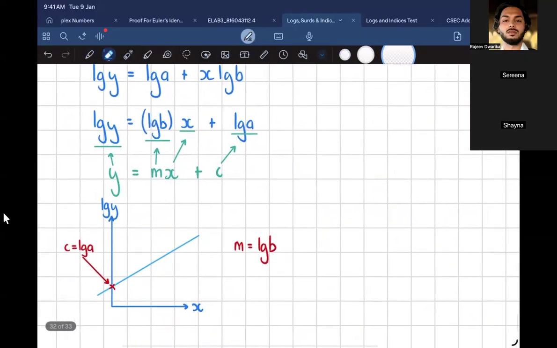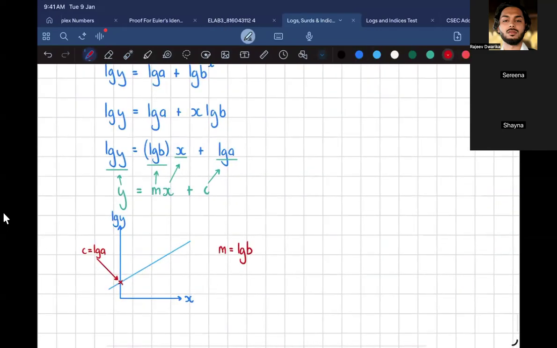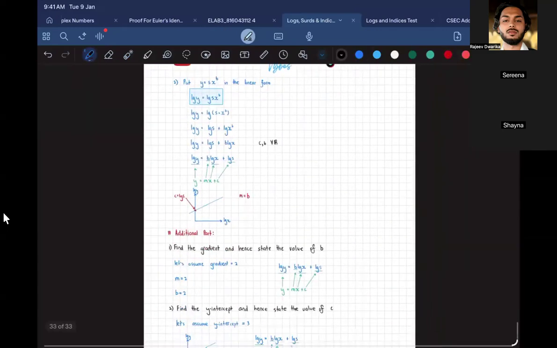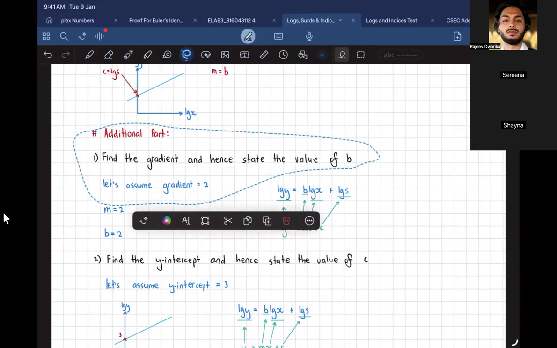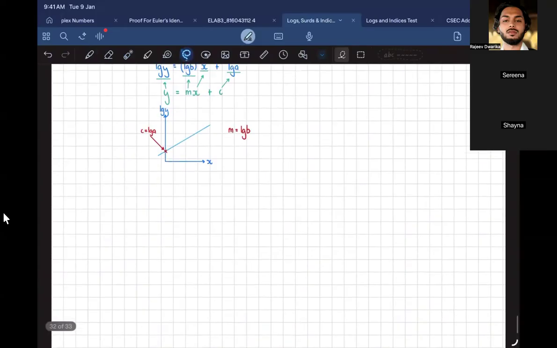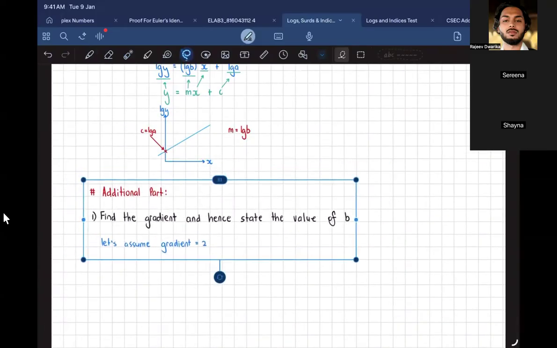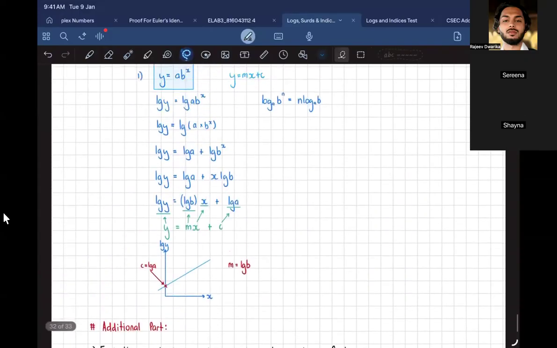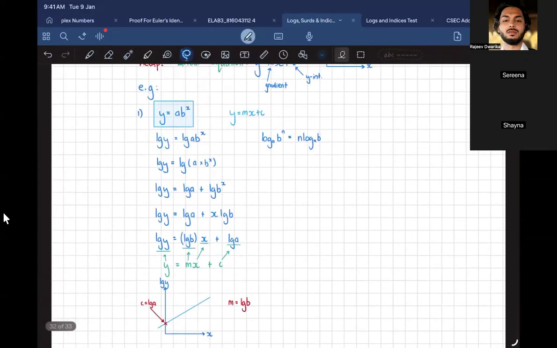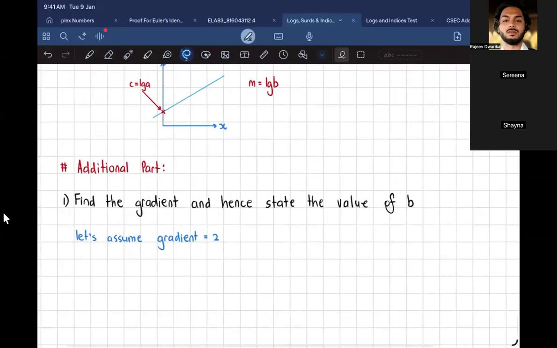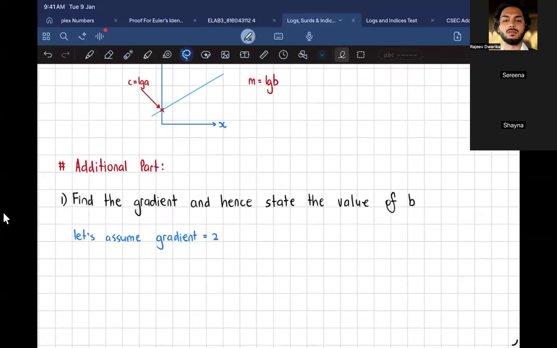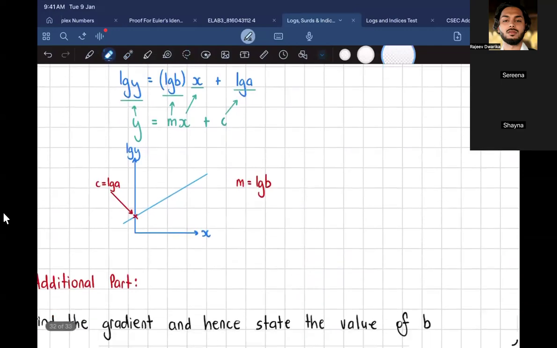Let me add an additional part here. I'll assume the same gradients, and we'll see what happens this time around. So Shina, I want you to help me out here. In the previous case, we had y equals ab to the x, and this was the equation we came up with: log y equals x log b plus log a. They want us to find the gradient and hence state the value of b.